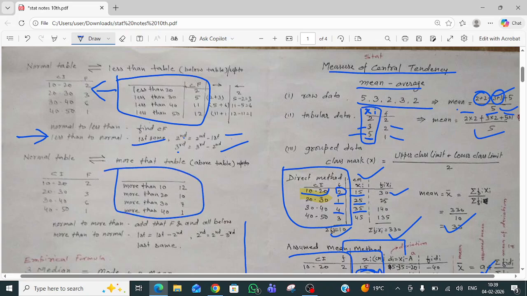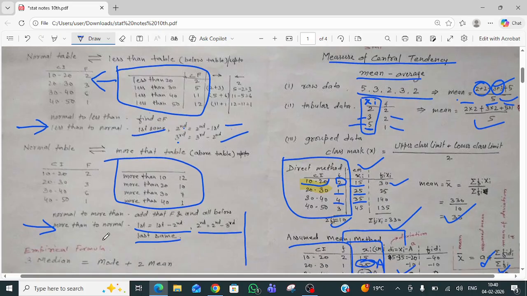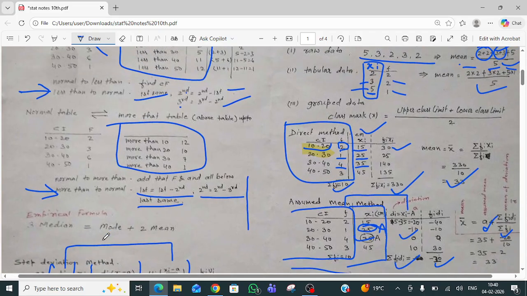The table can also be given as more than 10, more than 20, more than 30. In that case, how do we make a more than table into a normal table? The first will be first minus second, the second will be second minus third, and the last will remain the same. This is important, and you should have fluency in this. Empirical formula: 3 median equals mode plus 2 mean. This is very important. There should be no confusion.